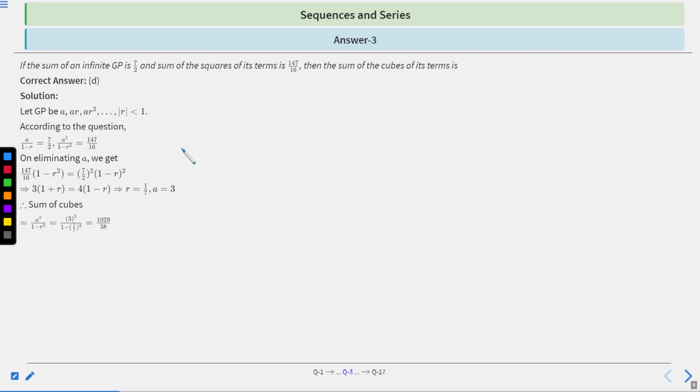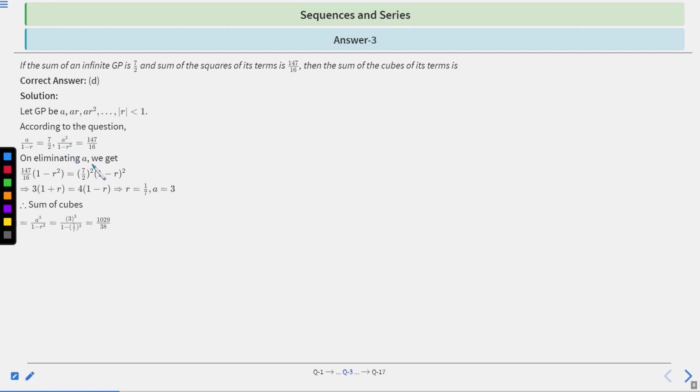Okay, so the solution is, let the GP be a, ar, ar square, and since it is an infinite GP, mod r is less than 1. Now according to the question, it is an infinite GP. So a upon 1 minus r is basically 7 by 2. This implies a square, and the sum of the squares of its terms is also in GP. So a square upon 1 minus r square is 147 upon 16.